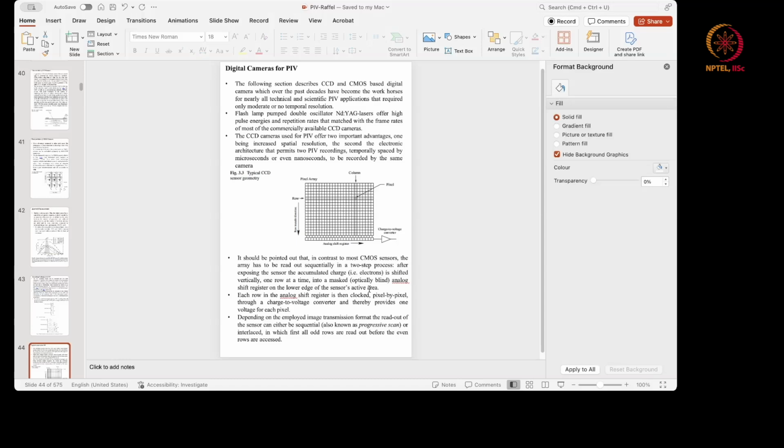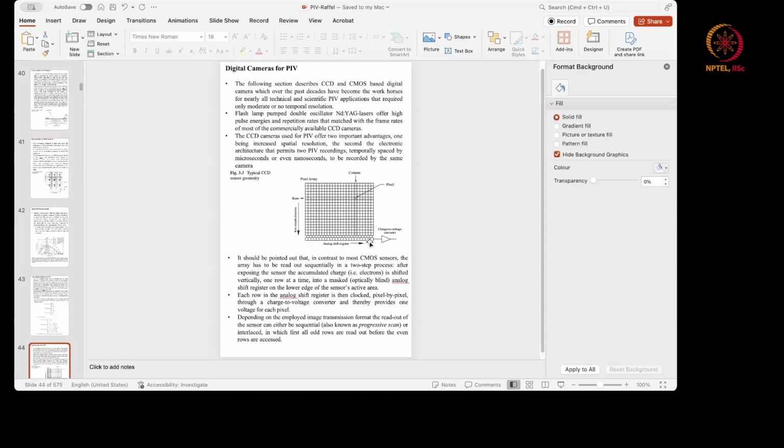Thus, the same camera can take two images or two frames separated by microseconds or even nanoseconds, and you can record them on the same camera. That is the advantage, because you need two frames. It should be noted that in contrast to most CMOS sensors, here, this is the pixel array of a CCD camera.